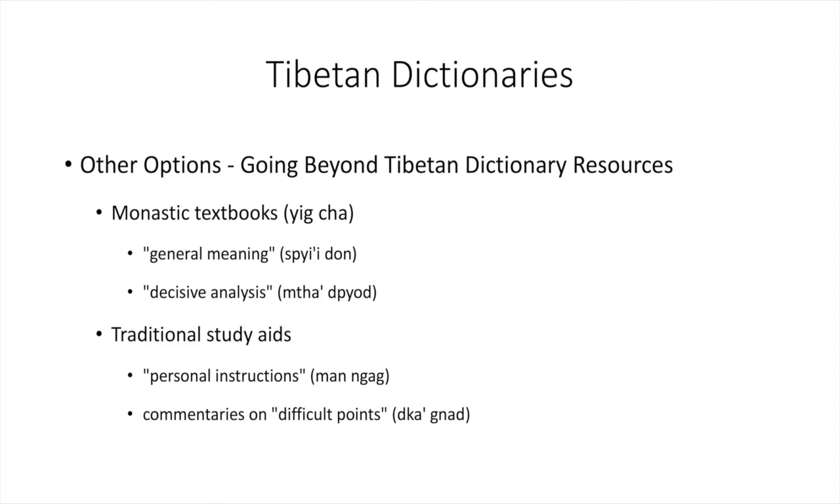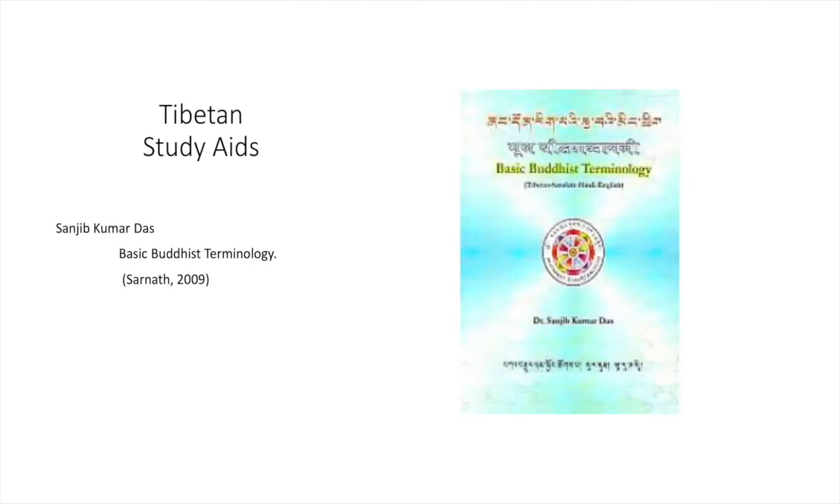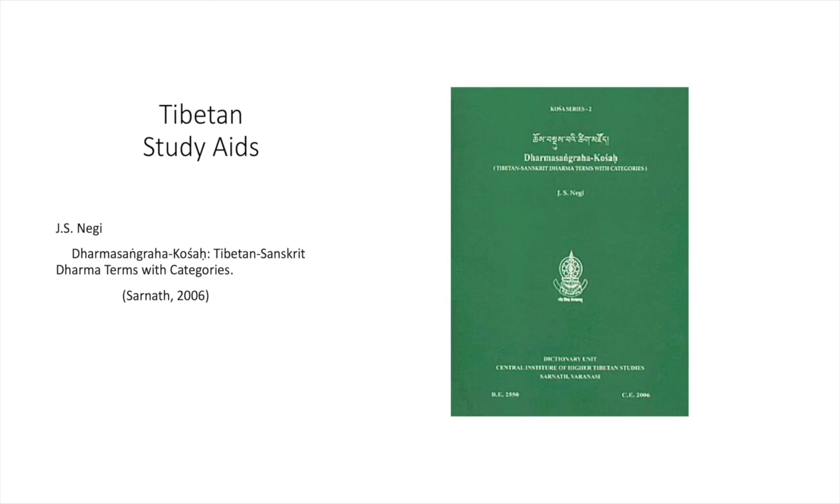Finally, a distinctive feature of Buddhist philosophy is its use of hierarchical lists of things. There is another genre of literature, enumeration of phenomena, chuginamtrang, that provides lists of these, and publications continue to come forth in this genre, some with English translations, if not Sanskrit and Hindi as well. Two such recent publications are Sanjip Kumar Das's Basic Buddhist Terminology and J.S. Negi's Dharma Sangraha Kosha, Tibetan Sanskrit Dharma Terms with Categories.